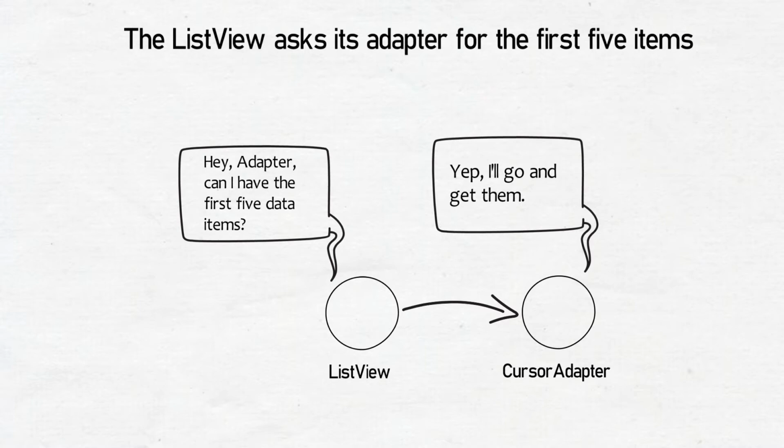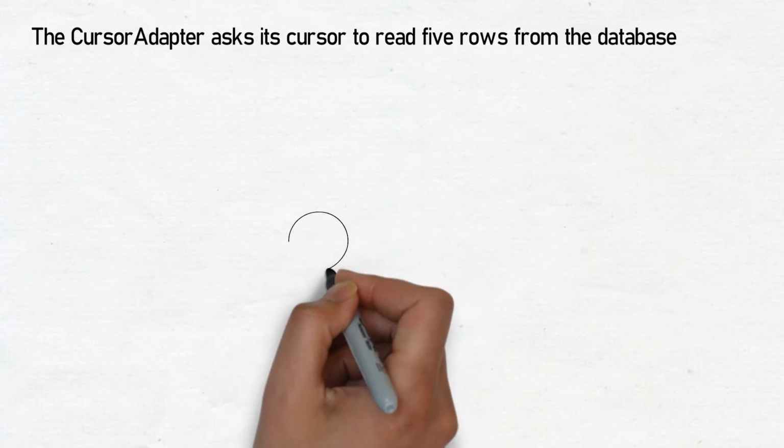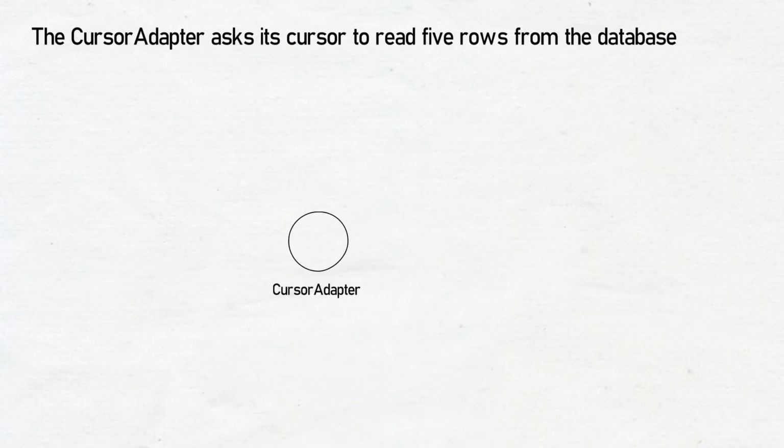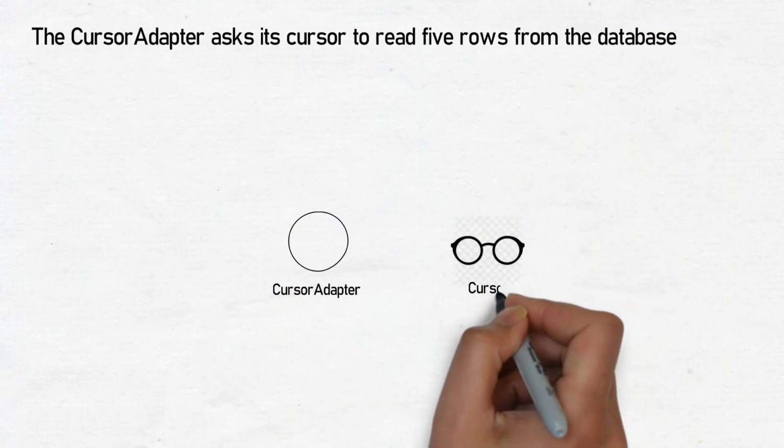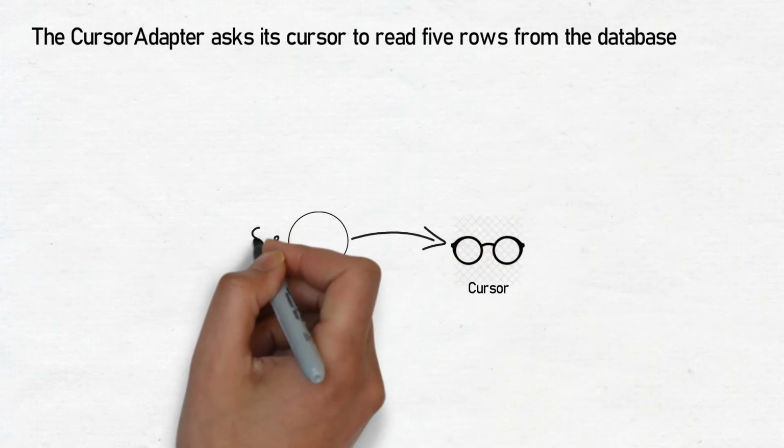Third, the cursor adapter asks its cursor to read 5 rows from the database. A cursor adapter is given a cursor when it's constructed, and it will ask the cursor for data only when it needs it.